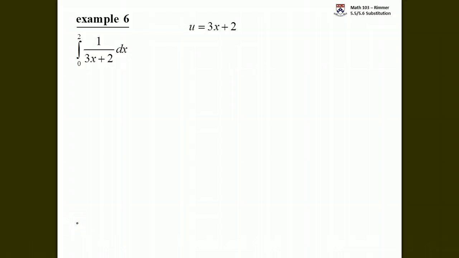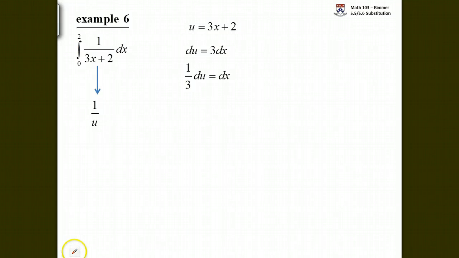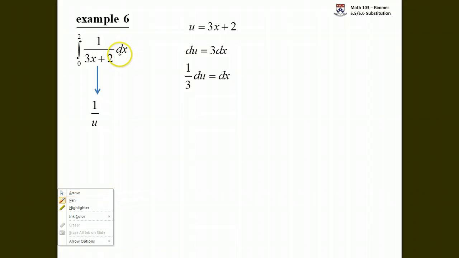When you do that, take the derivative immediately and you get du is 3dx. We have to substitute for dx as well, and so we divide by 3 on both sides, and we get 1/3 du is equal to dx. And so now we can do our substitution. We have 1 over 3x plus 2. That becomes 1 over u. And then dx becomes 1/3 du.